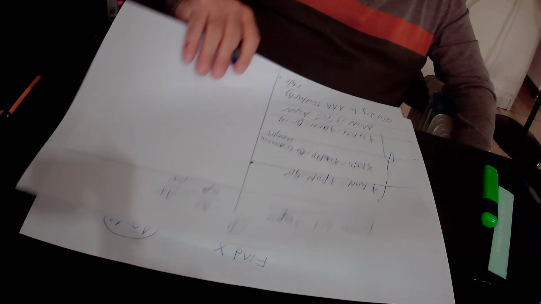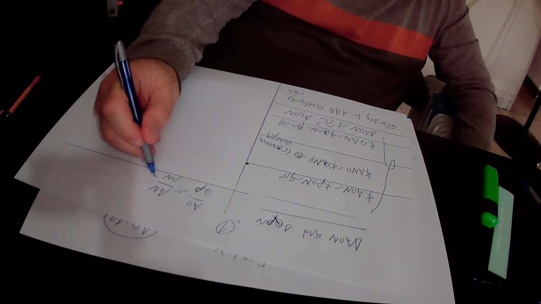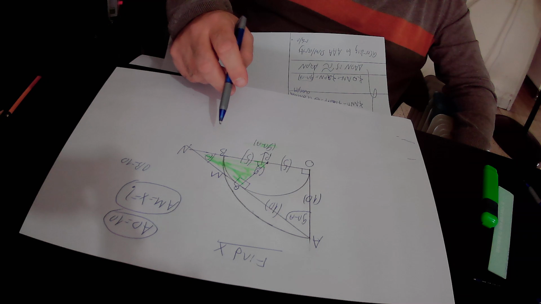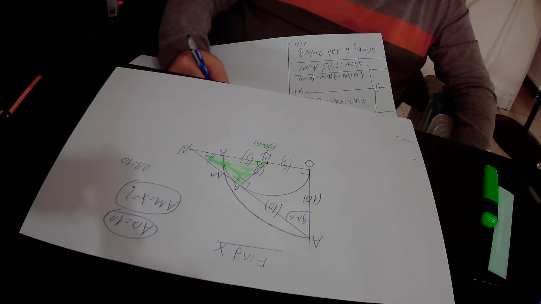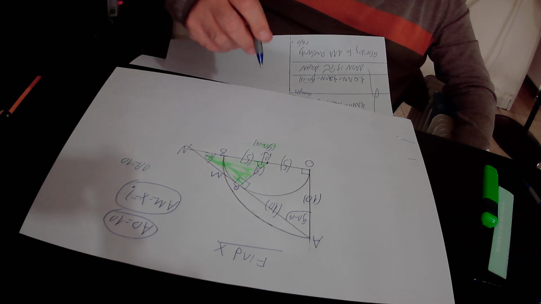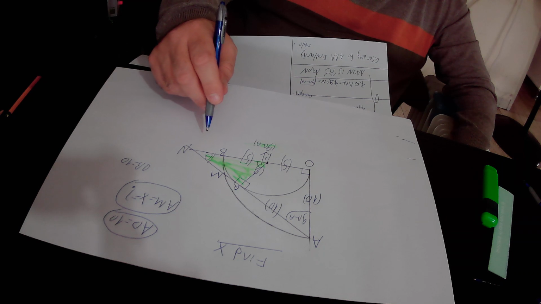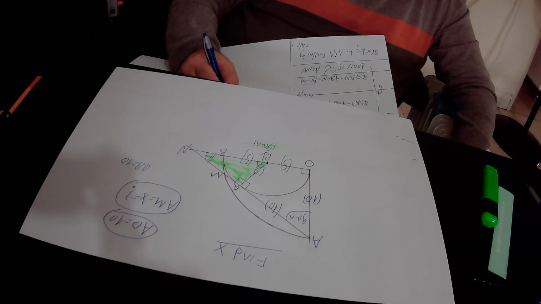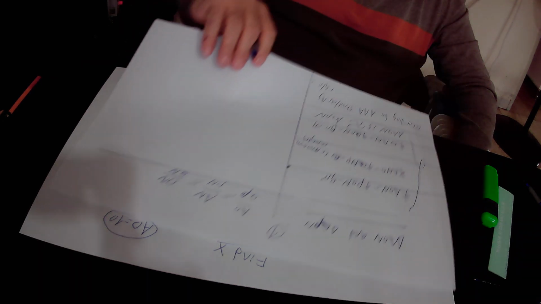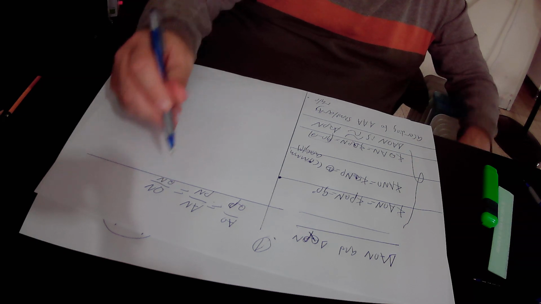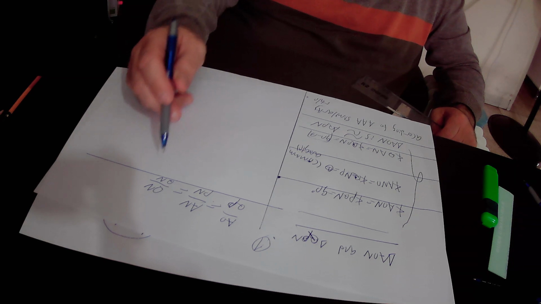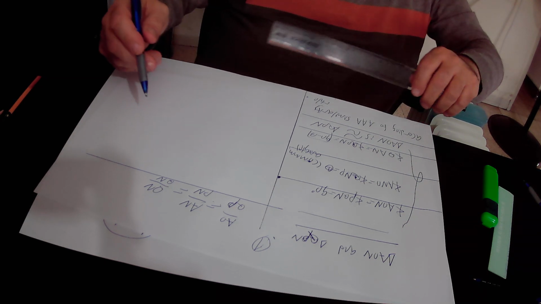And it also equals side ON in the big right triangle AON over side QN in the small right triangle QPN. We actually found out that AO over QP equals AN over PN equals ON over QN.